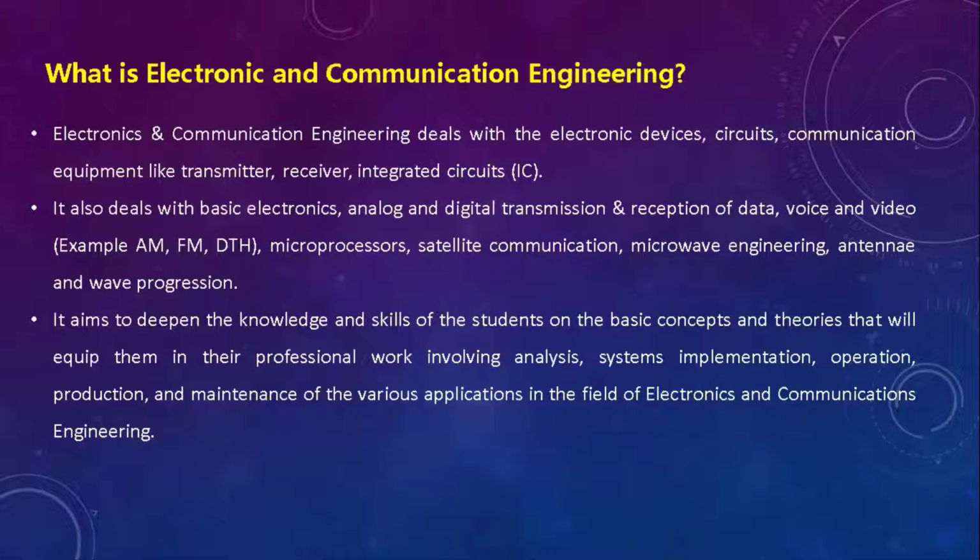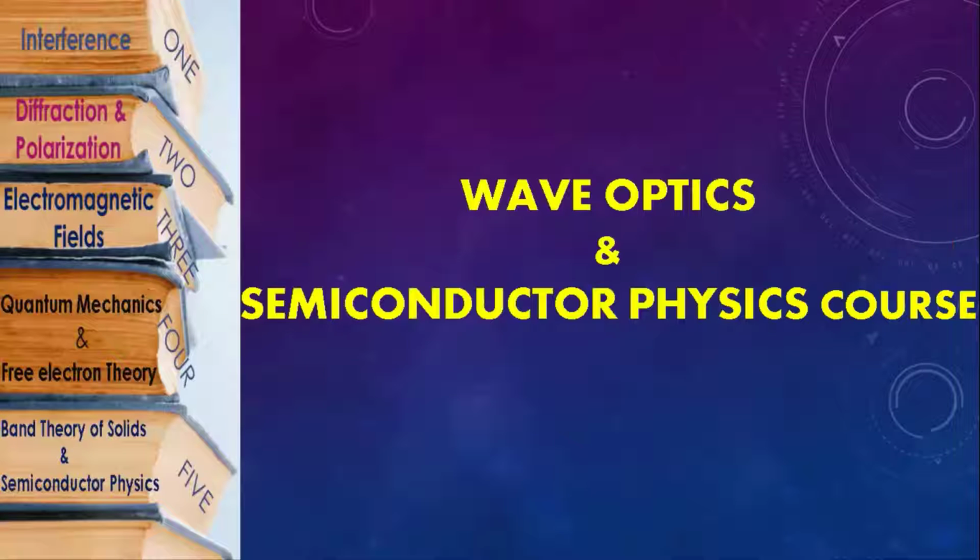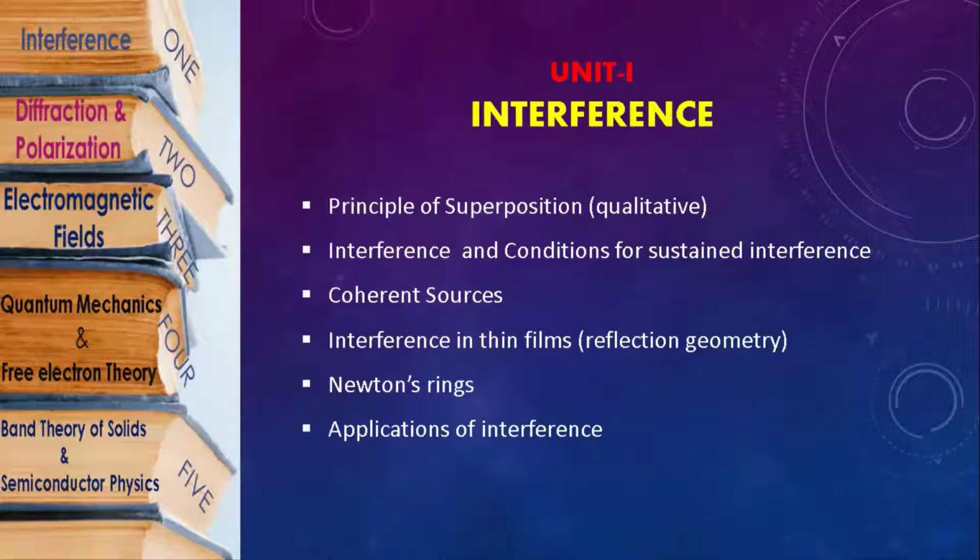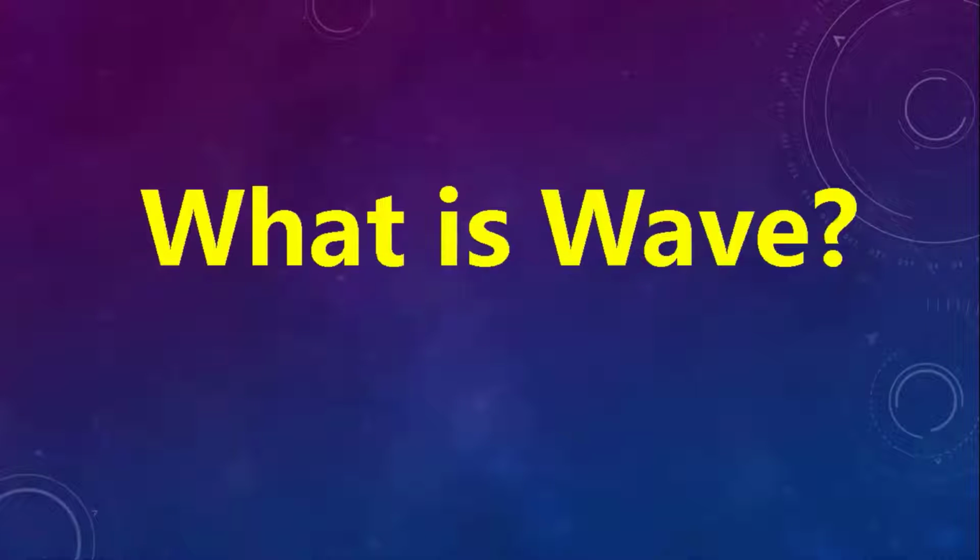So in the previous class, we discussed the importance of ECE, Electronics and Communication Engineering, and also we have seen the units. Unit 1 basically consists of interference. Basically, all these units are mainly about waves. Now, for that, first we have to have knowledge of what a wave is.